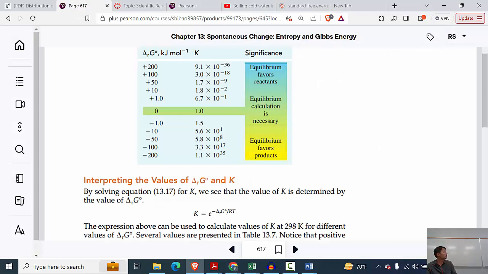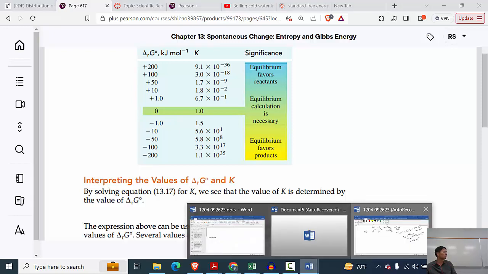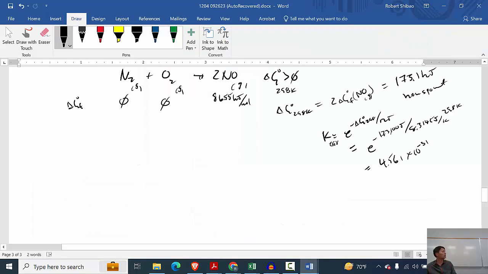It's between 10 to the minus 18 and 10 to the minus 36 here. So this is the equation we just used. Yeah, it's very small, but how much NO would I expect? Do you expect any NO in this room at all? A negligible amount. Well, let's see how much NO we would expect to find in the room.